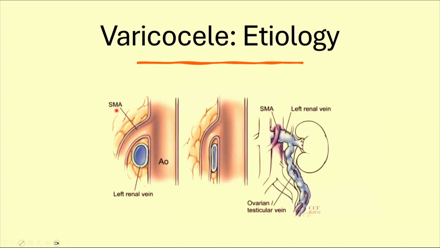Now, a less common yet better understood etiology is what we call nutcracker syndrome, which is the way the left renal vein passes between the aorta posteriorly and the SMA, superior mesenteric artery, anteriorly. If the SMA emerges from the aorta at an acute angle, that might compress the left renal vein, which causes back pressure to the veins that drain into the left renal vein. One of them is the testicular vein.